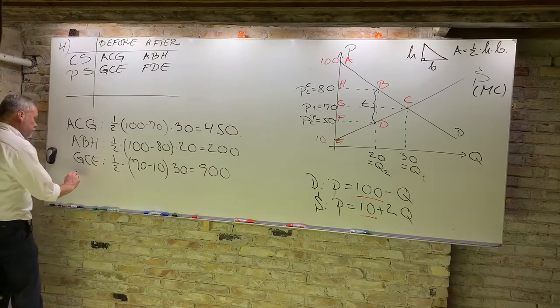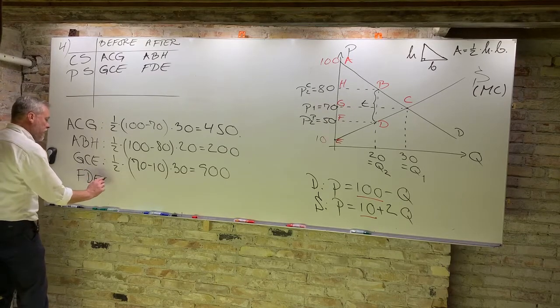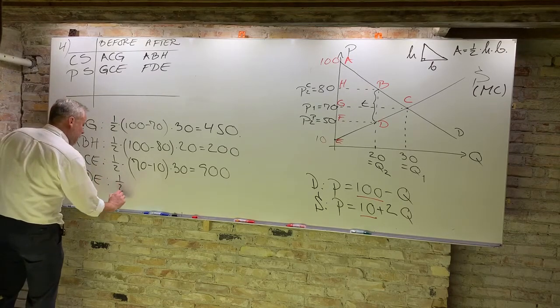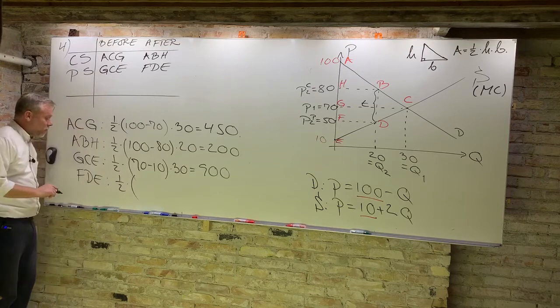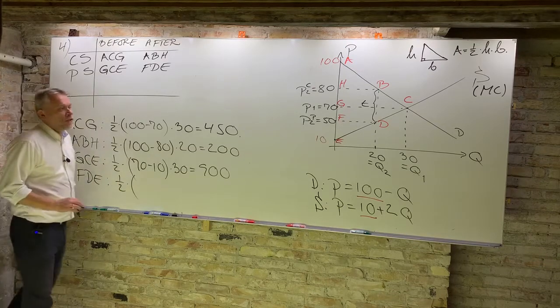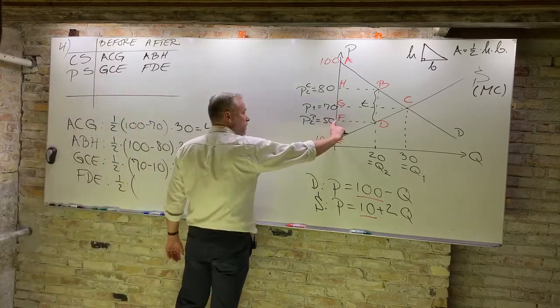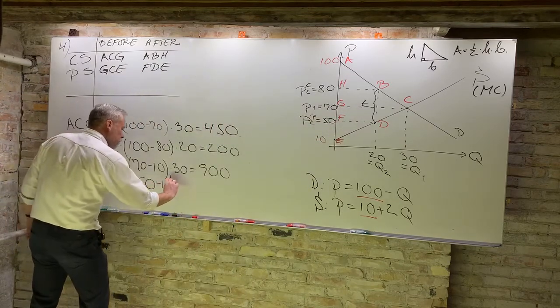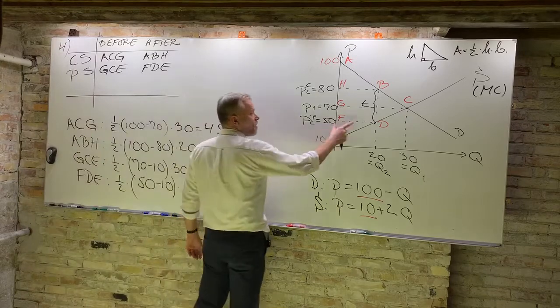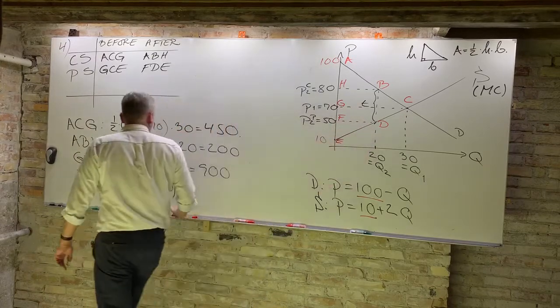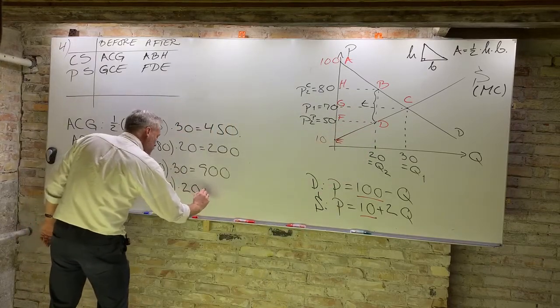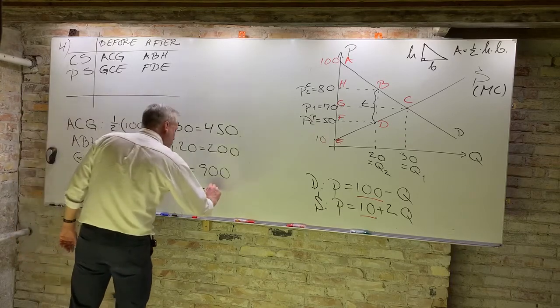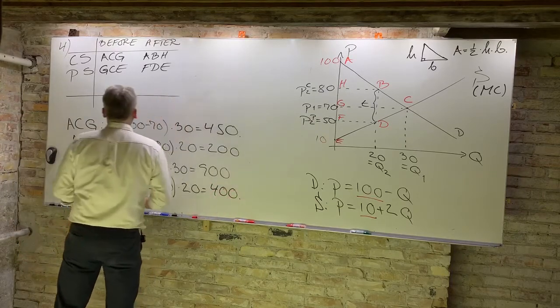And then finally, we have FDE, which is also a right triangle. 1/2 times a height, which is the difference between 50 and 10, and a base, which corresponds to the new quantity, 20. And this gives us 400.